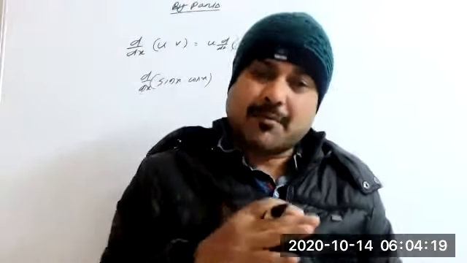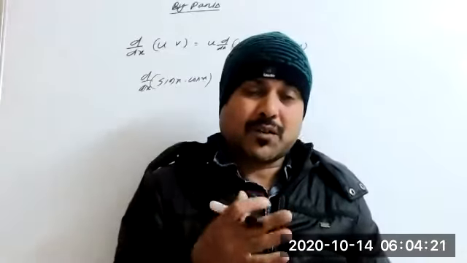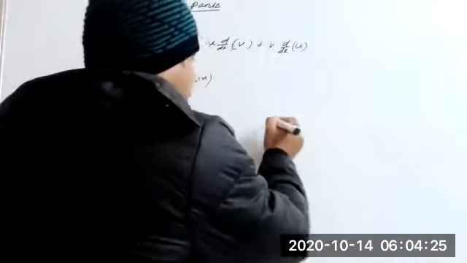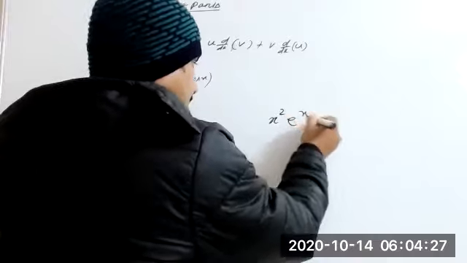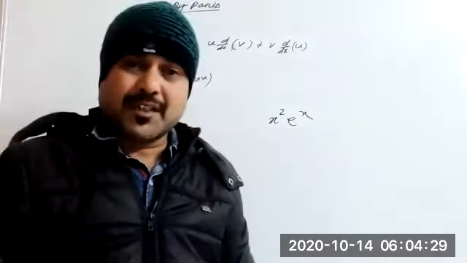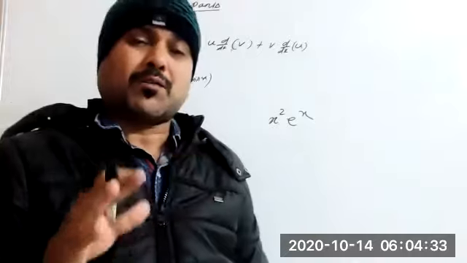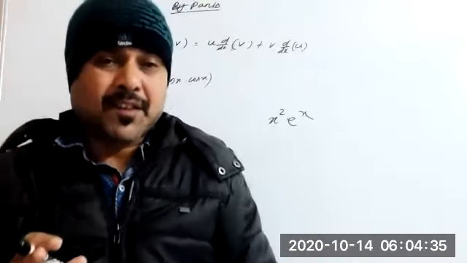If the functions are different, for example e to the x and x square, e to the x, then definitely you need to use the multiplication rule, right? You are compelled to use u into v.